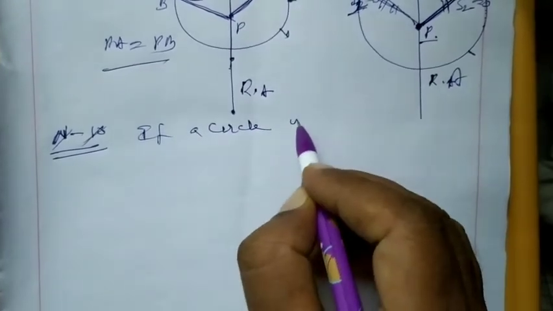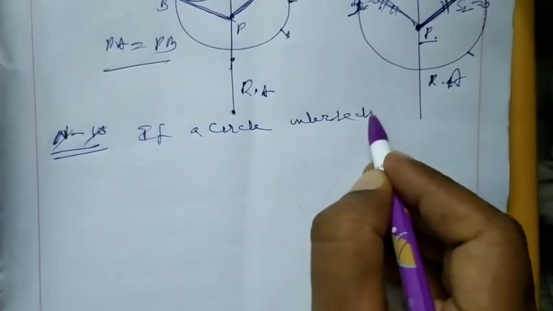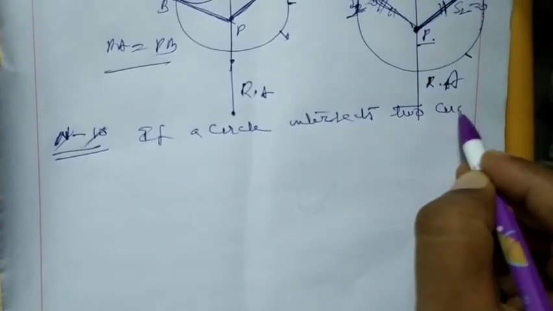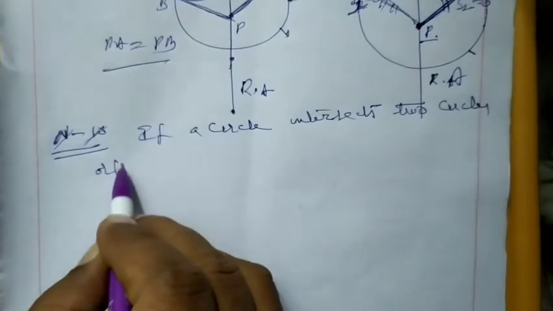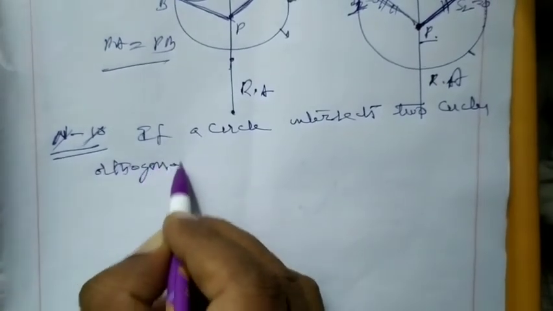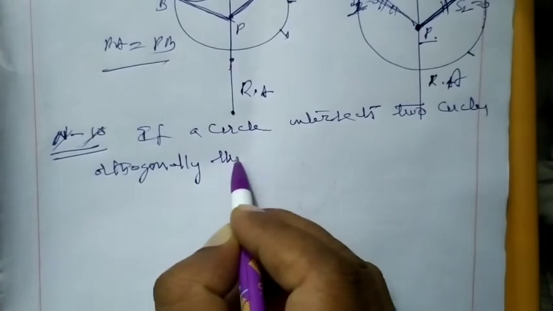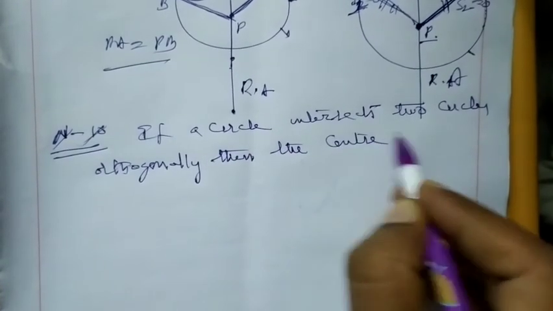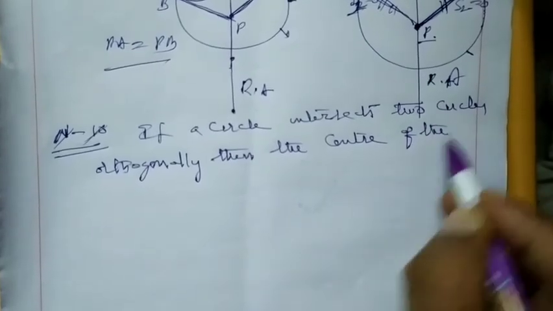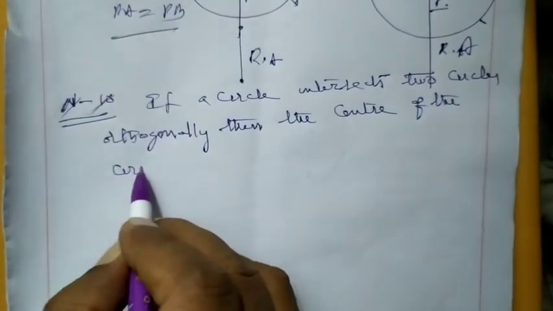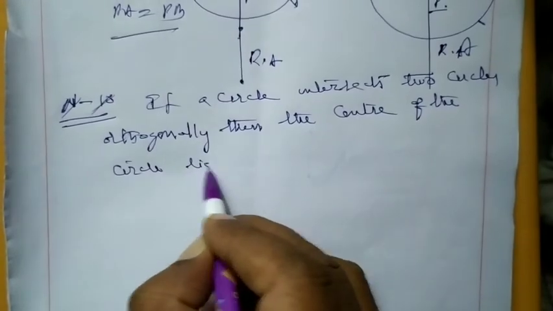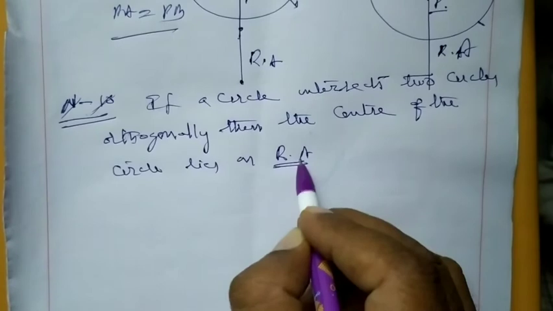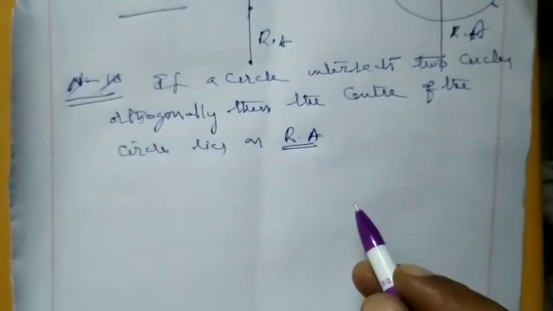So, the point can be stated as: if a circle intersects two circles orthogonally, then the center of the circle lies on the radical axis. Ra represents radical axis. That is the point.